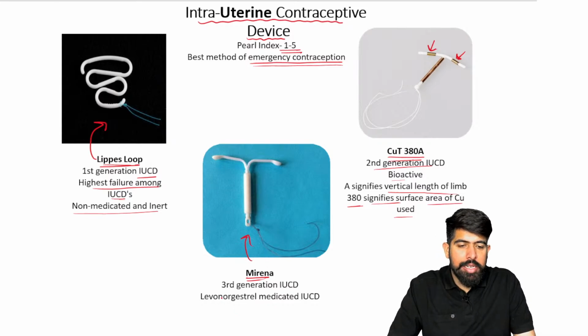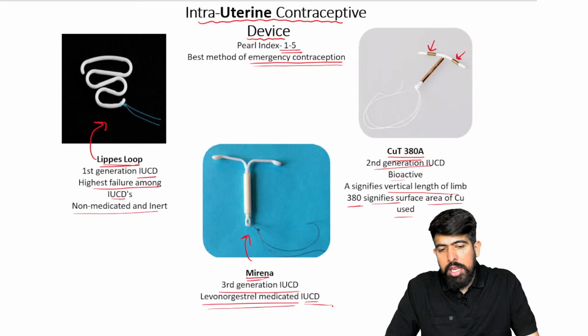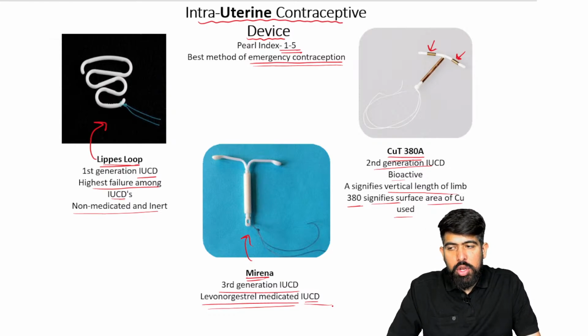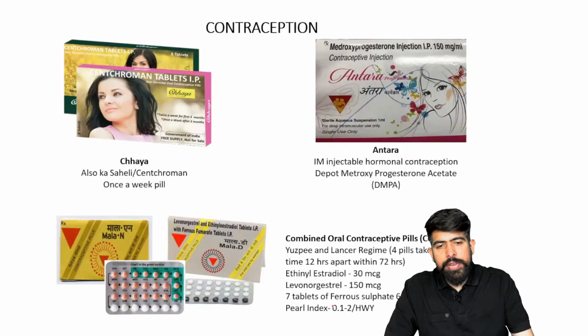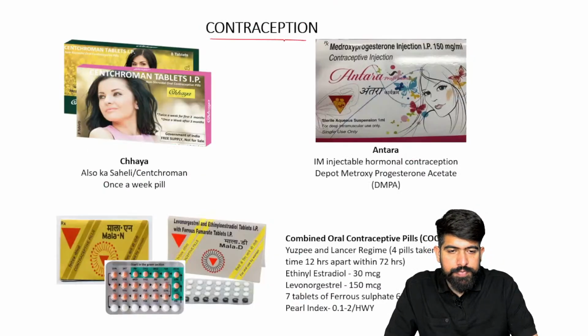This is about the Mirena. This Mirena is the third generation IUCD, which contains levonorgestrel. This is a levonorgestrel medicated IUCD. So this is all about your intrauterine contraceptive devices.